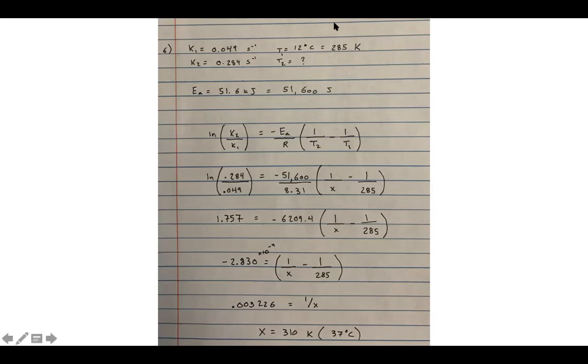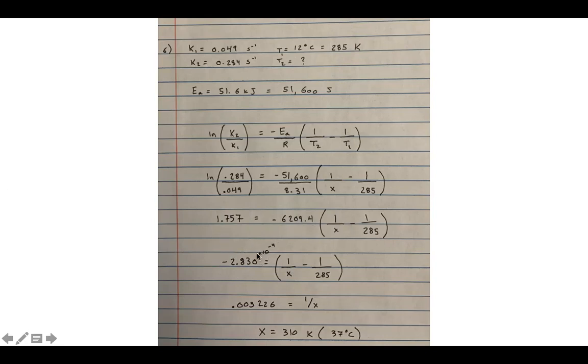And then also on this same slide, when you have 1.757 equals negative 6,000, that step, how did you isolate the 1 over x minus 1 over 285? So from where my pointer is right now? Yeah. So you divide both sides by negative 6,209, which gives us this really, really small number.